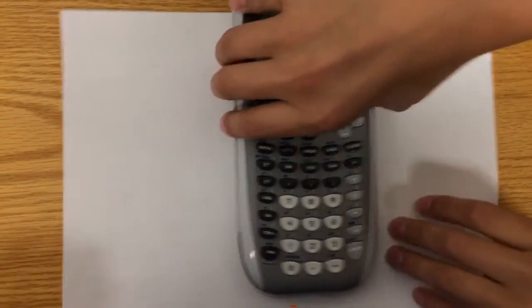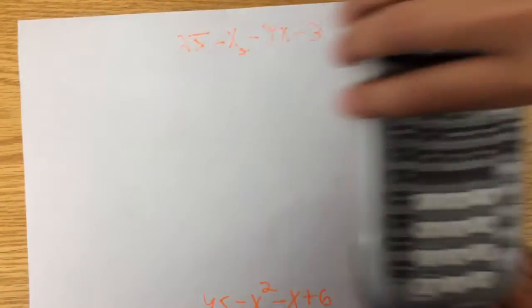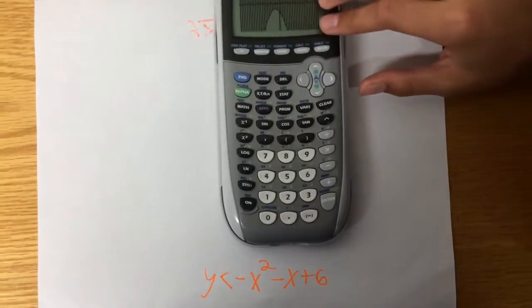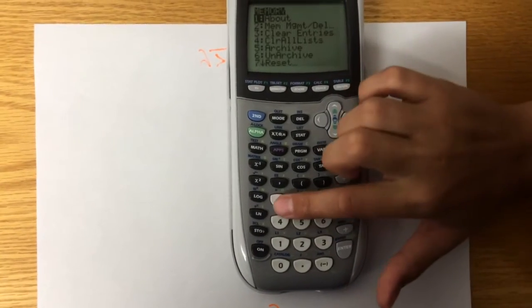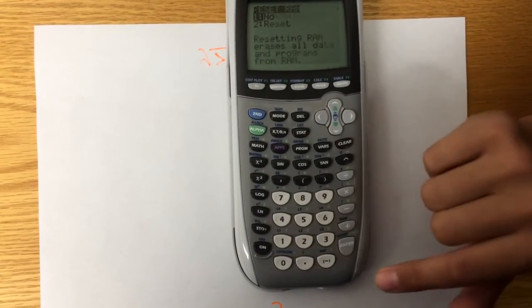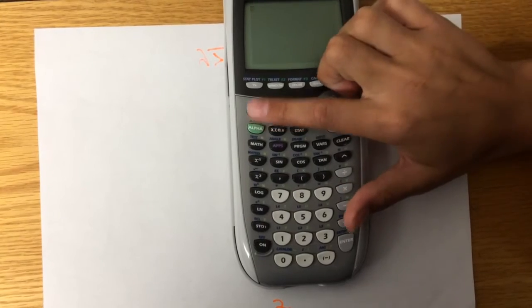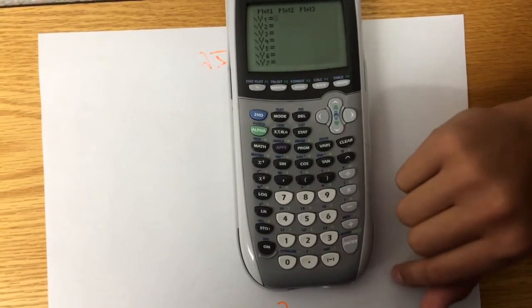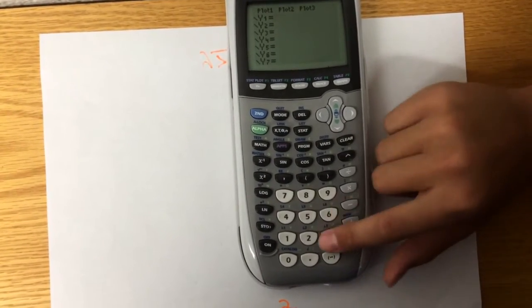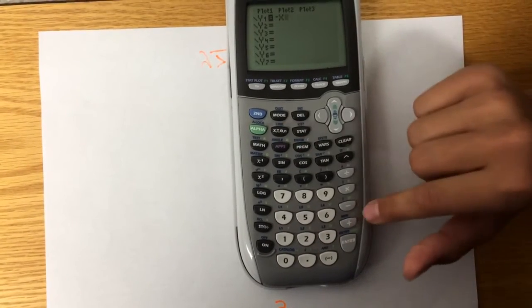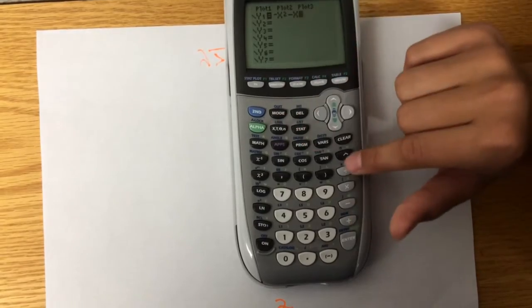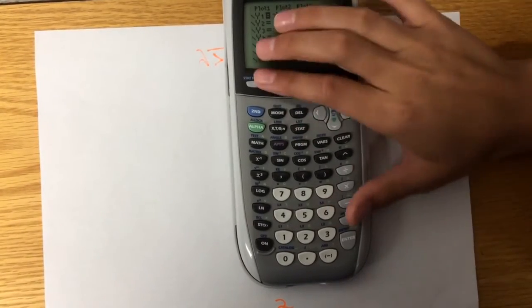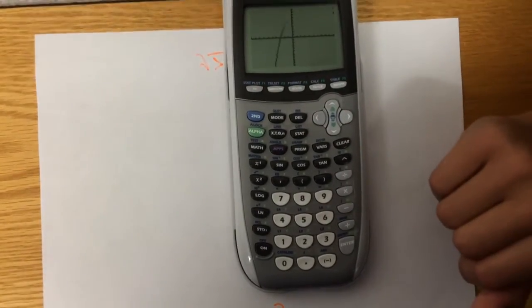Okay, now for our second example. To clear your data, you can go second, memory, 712. Then you go to y equals again and put in your next equation. Negative x squared minus x plus 6. Then you go to the graph.